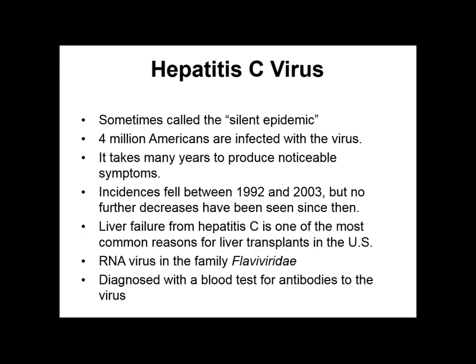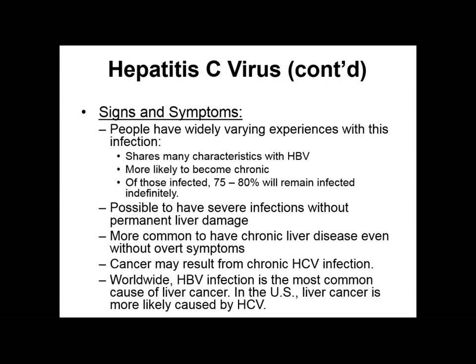The diagnosis of hepatitis C is going to be based off of a test of the blood for antibodies. So this is going to be a serological test to see if we are making antibodies for the virus. Signs and symptoms for hepatitis C infection are going to vary widely based off of how long the infection has been in the patient and how robust the patient's immune system is. It's going to have many characteristics in common with hepatitis B infection, but unlike hepatitis B, hepatitis C is much more likely to become chronic. Infected individuals are quite likely to become chronic. The majority of chronic infected individuals, 75 to 80%, will become a lifelong carrier, infected indefinitely.